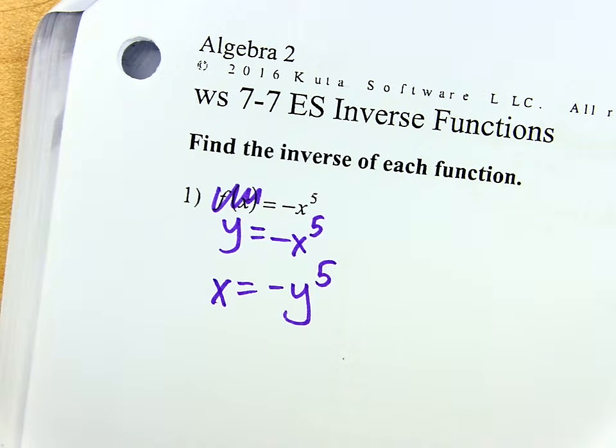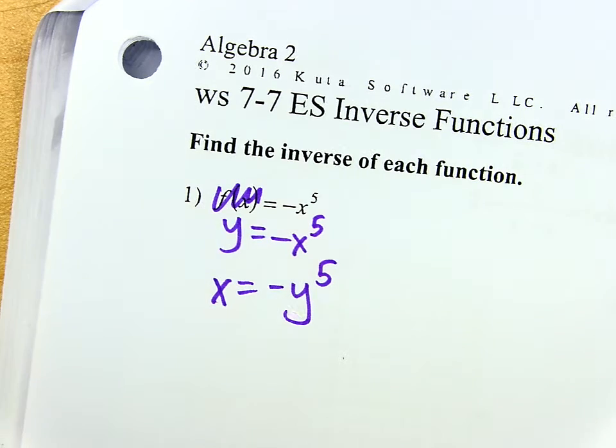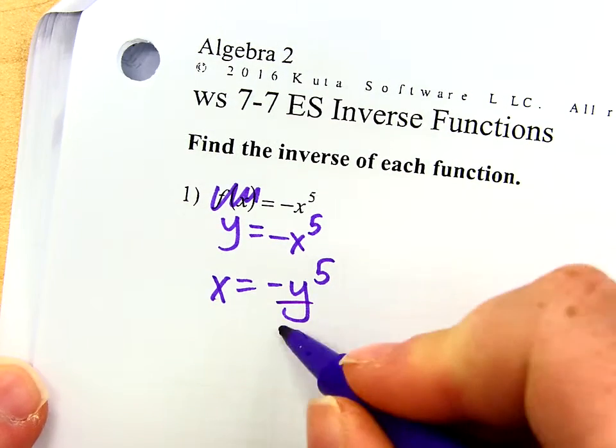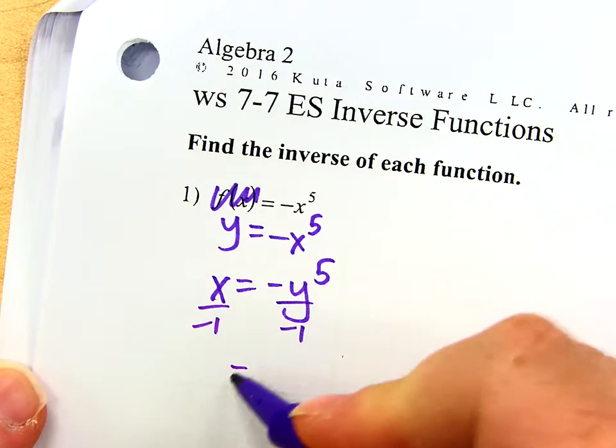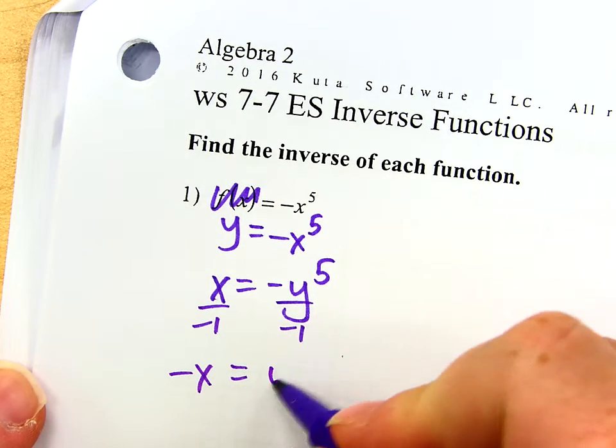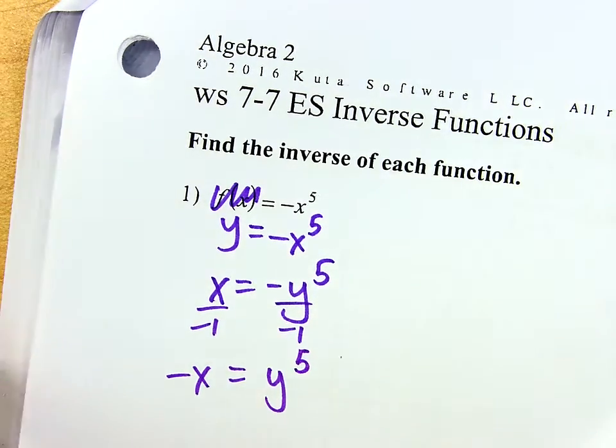Now all I have to do is isolate the y. I want to get the y by itself. So how would you do that? How would I get y by itself? What would you do with that negative? Yeah, divide both sides by negative 1. So now I have negative x equals the y to the 5th.